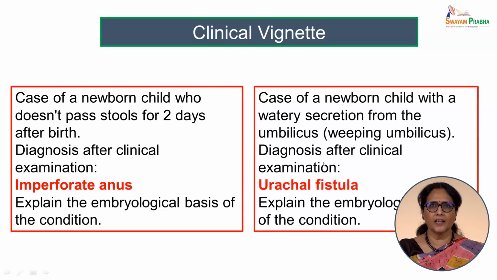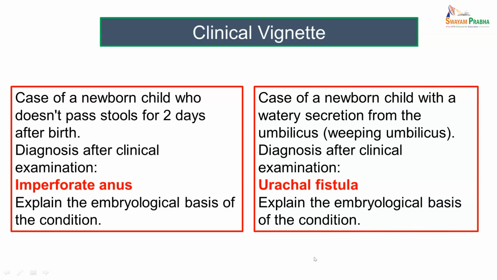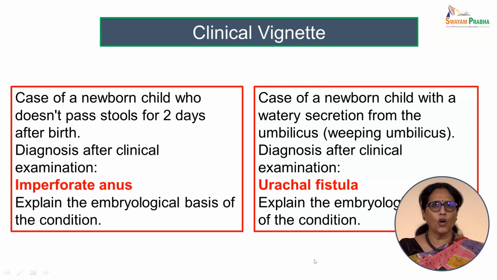Here is another case of a newborn child with a watery secretion from the umbilicus, which is termed as weeping umbilicus. A diagnosis after clinical examination is made of urachal fistula, and we need to explain the embryological basis of this condition. In order to be able to explain the embryological basis of such clinical conditions, we need to know the development of hindgut.